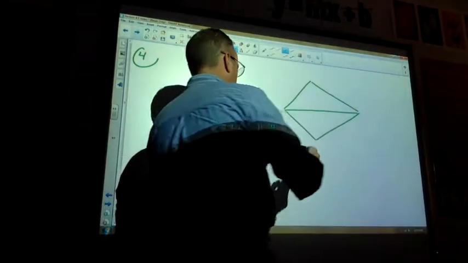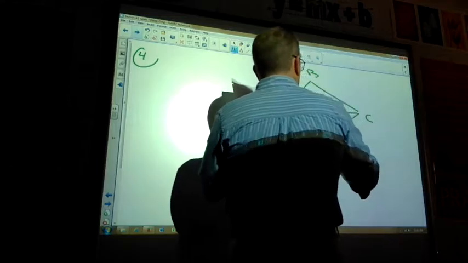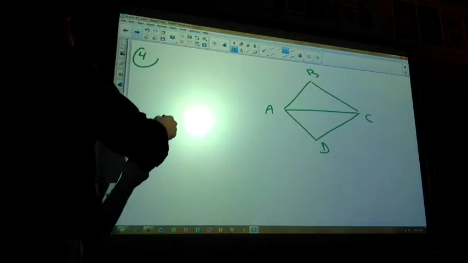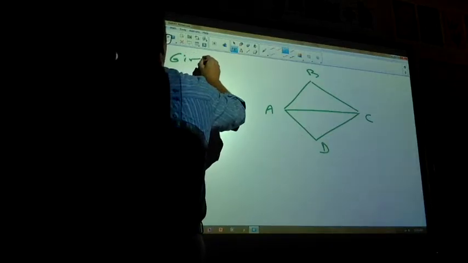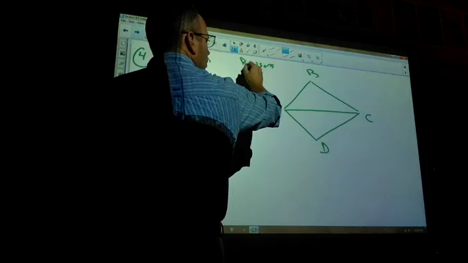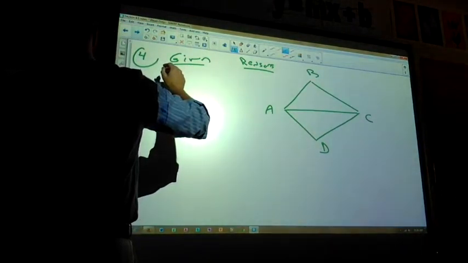So what's your go-to looking at this picture? What's the go-to that you should have automatically? You have a reflexive property taking place without even putting the givens or anything yet. You just have that. All right.